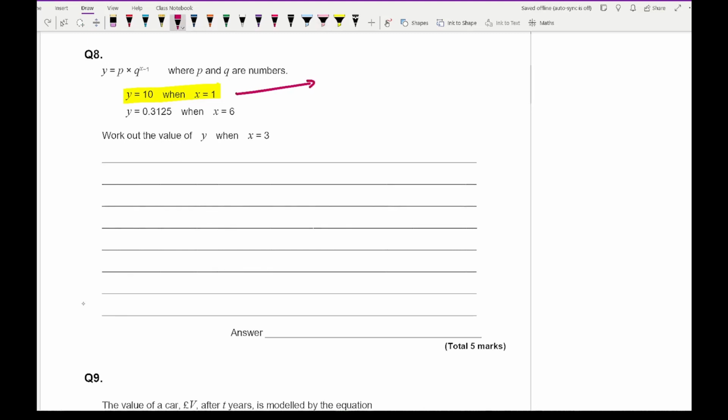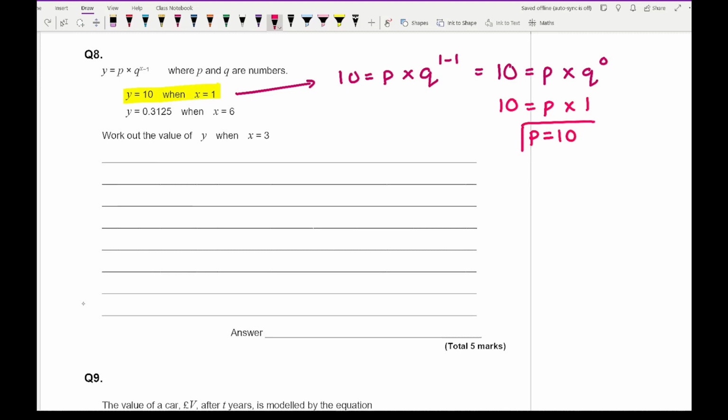So substituting these numbers in, I get 10 equals p times q to the power of 1 minus 1, which is 0. So 10 equals p times q to the power of 0. Now anything to the power of 0 is just 1. So that's 10 equals p times 1. So p equals 10.